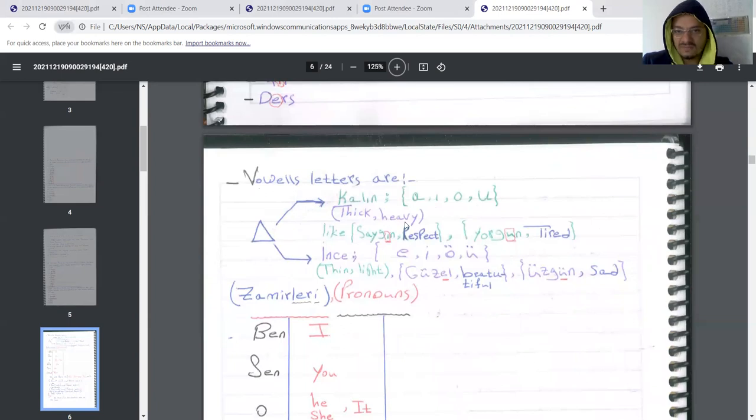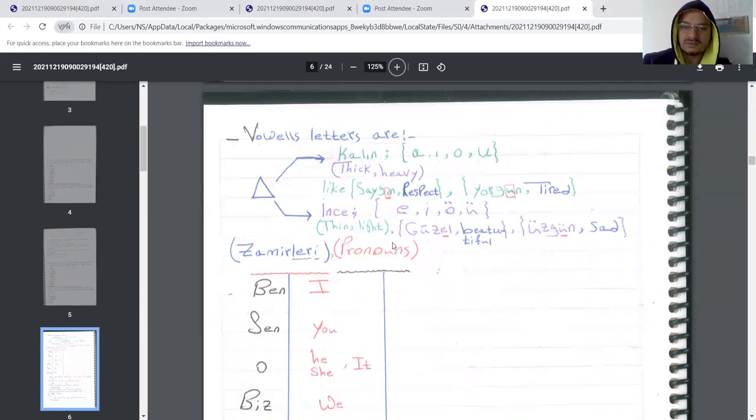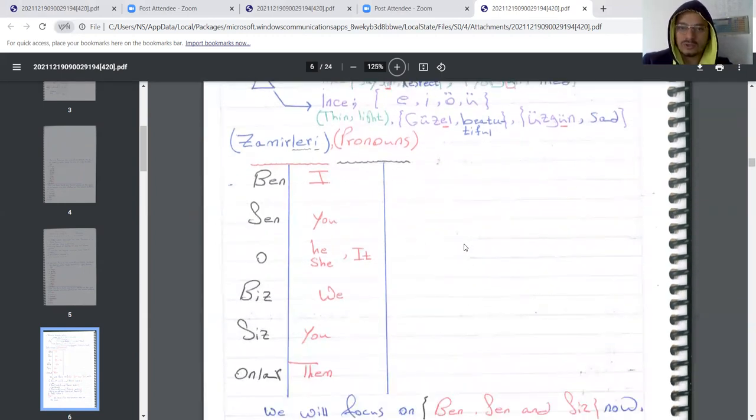Kalın, that means heavy: a, ı, o, u. And thin, or we can say light vowel letters, will be e, i, ö, ü. Okay? Like güzel, beautiful, üzgün. And here, like yorgun, saygın.